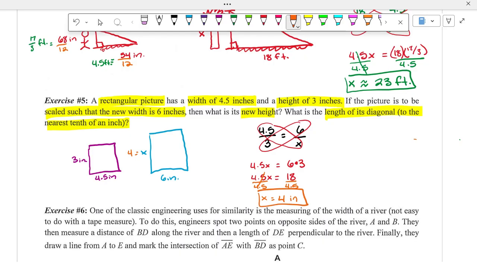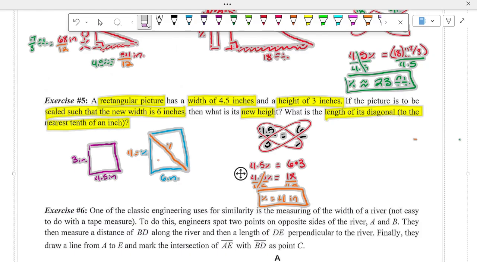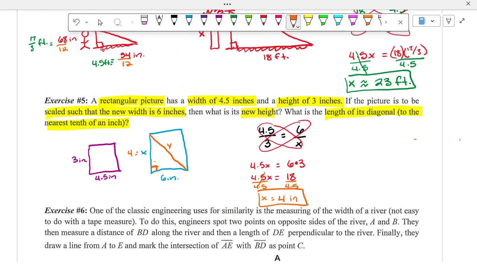Now, it also asks what's the length of that diagonal, to the nearest tenth, of that same picture. So the diagonal is if we draw from one corner to its diagonal corner, right here. Let's call this y. Now, here's my question. We don't have to use similarity for this. What can we use, though? So this is a picture. It's a rectangle. That means this is a right angle.